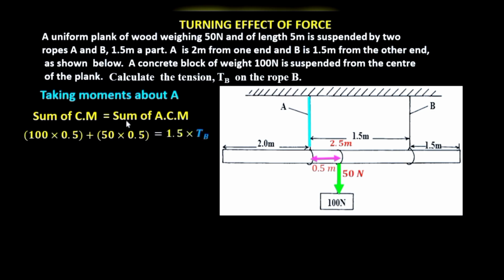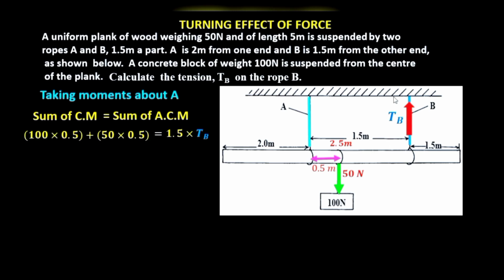When we move to sum of anti-clockwise moments, then we'll be able to identify that that will be as a result of the tension in string, or rather rope B. So rope B will cause anti-clockwise turn. Remember, if the tension acts upwards, then the plank would have an anti-clockwise turn. So we simply determine the moment as a result of the tension in rope B, that is tension B.